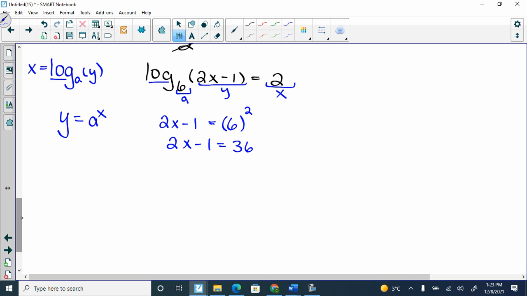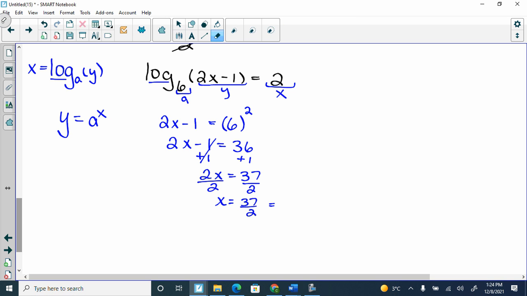What do I do next? Plus 1. 2x equals 37. Divide by 2. I could leave it as just 37 over 2. Or they could give the answer 18.5. That is 36 plus 1 over 2, 18.5.